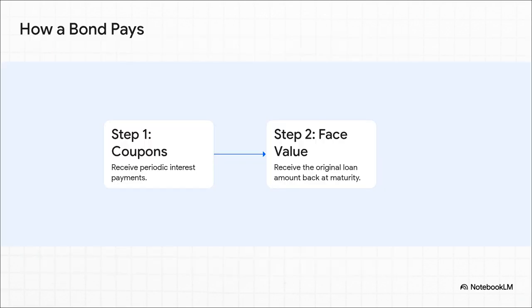An investment in a standard bond generates returns through two distinct cash flows. First, the investor receives regular, fixed interest payments over the life of the loan. Second, when the bond's term concludes at its maturity date, the investor receives the original principal back in full.